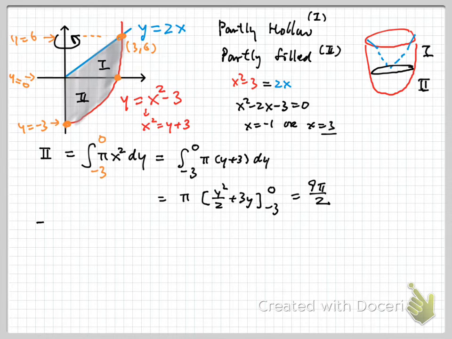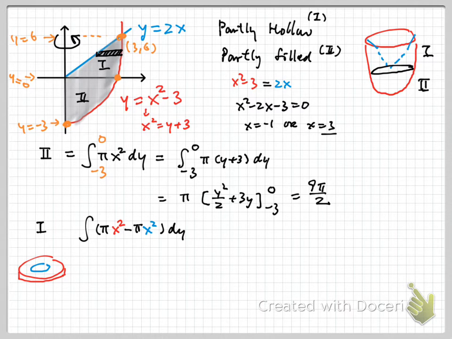Now for the top part, it is the hollow solid. For the top part, the element of integration is this one. You will get a ring with the outer radius in red, and the inner hole in blue. So that will be pi times the red x squared, subtract pi times the blue x squared, and we integrate with respect to dy. We start from the smallest y being 0 all the way to y being 6.